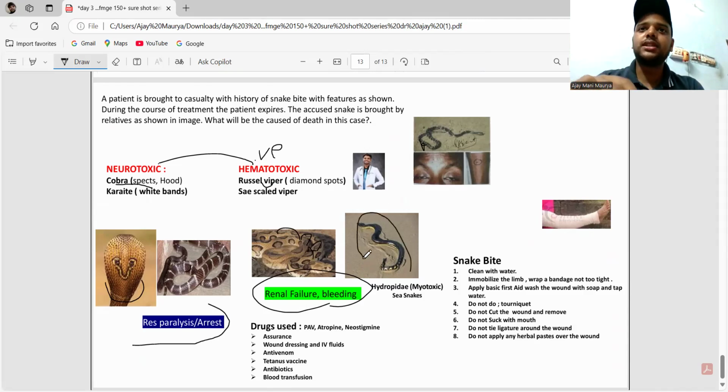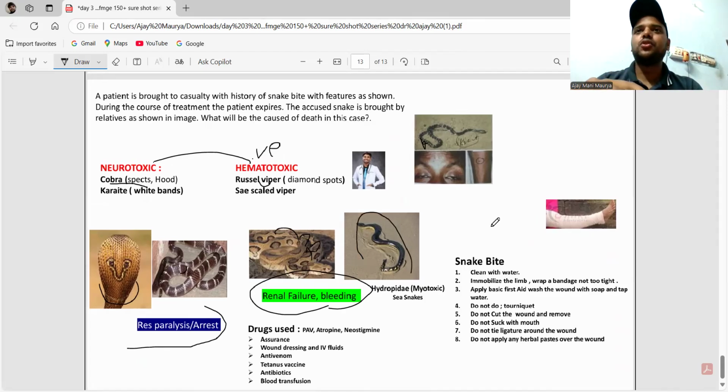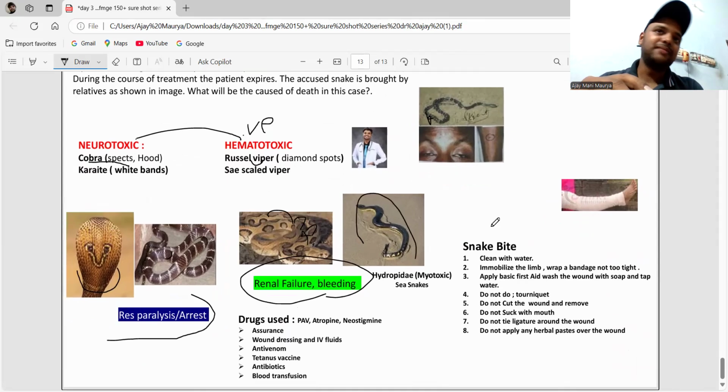This is the myotoxic. That is, the sea snakes are myotoxic. These are not more serious cases. Okay, remember. So how are we going to manage the snake bite here?